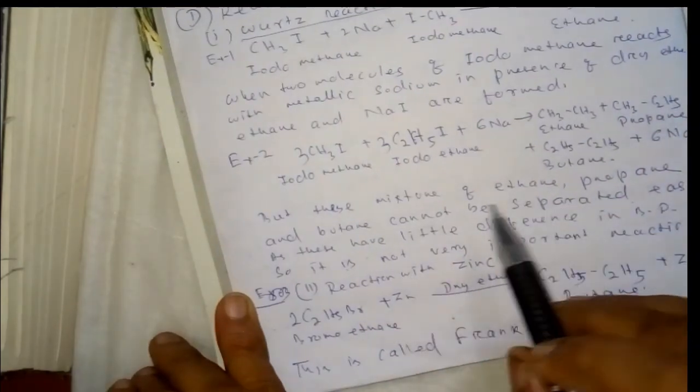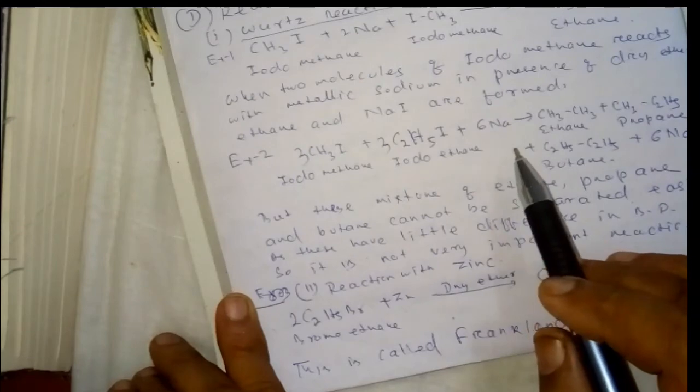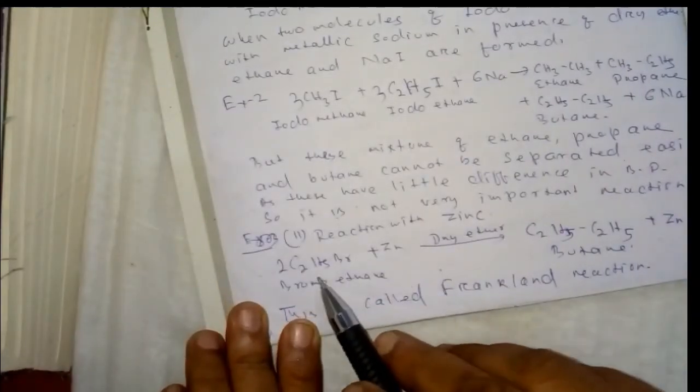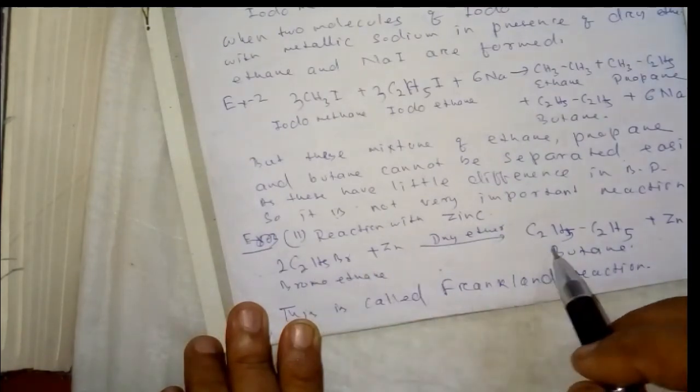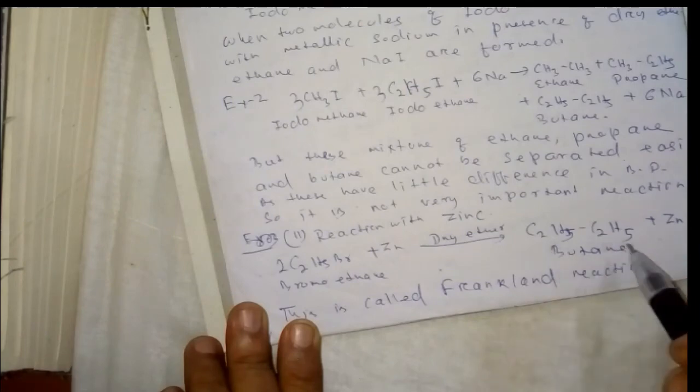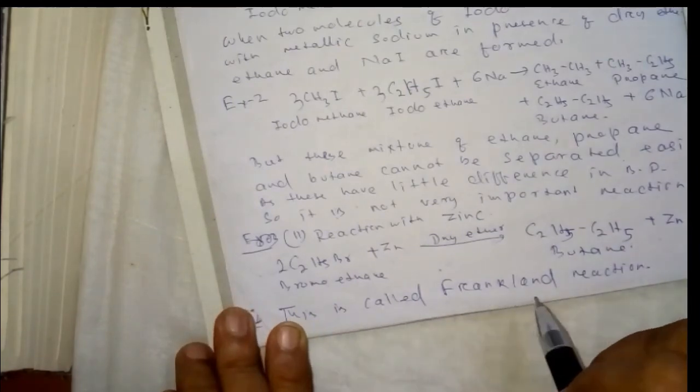So this is not a very important reaction. Reaction with zinc will also give C2H5-C2H5 plus ZnBr2. C2H5-C2H5 is butane, 4 carbon, plus ZnBr2. This is called Frankland reaction.